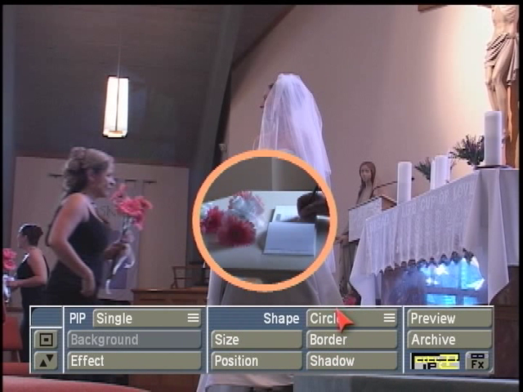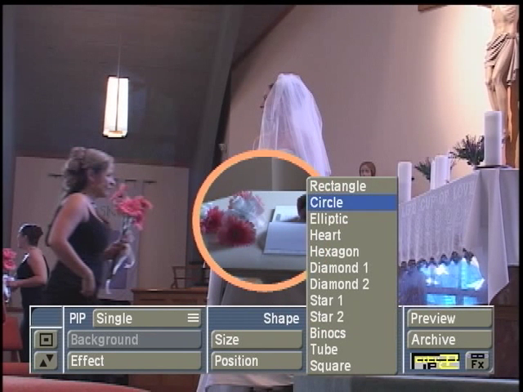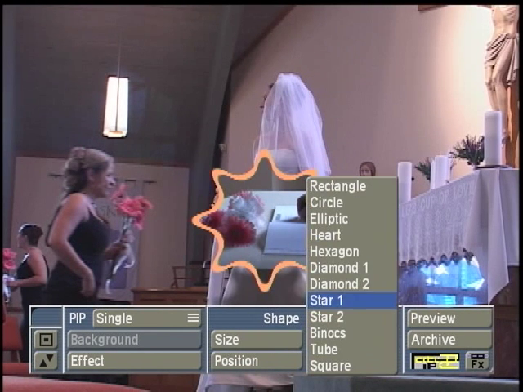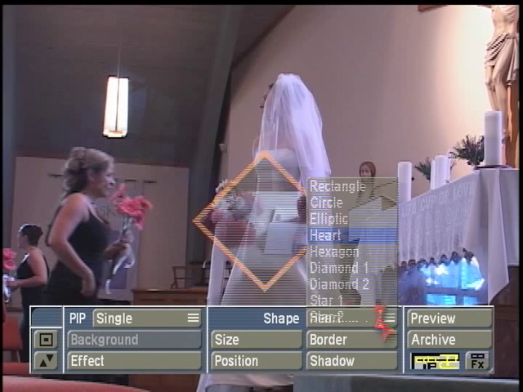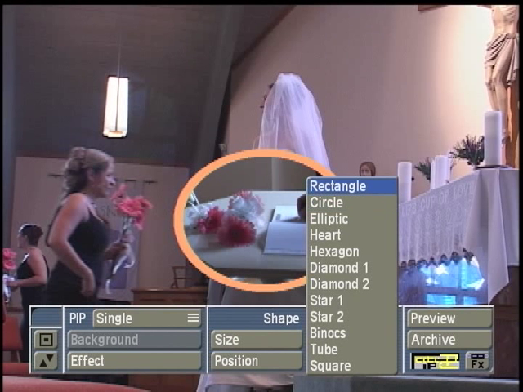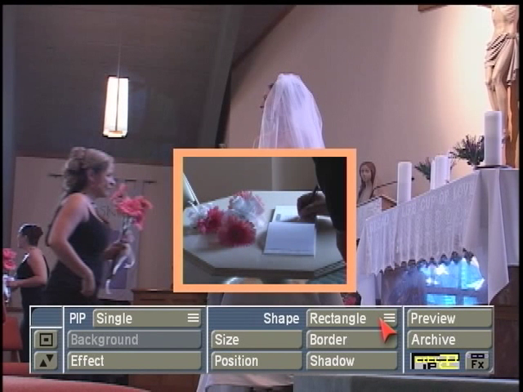Let's talk about the middle section here. This is actually affecting the picture-in-picture that you're currently working with. First is shape. Here we have a different list of types of shapes that we can work with. You can use a square, maybe star shapes, diamond shapes, heart, elliptic, circle, rectangle. I'm going to go ahead and leave this set to rectangle.